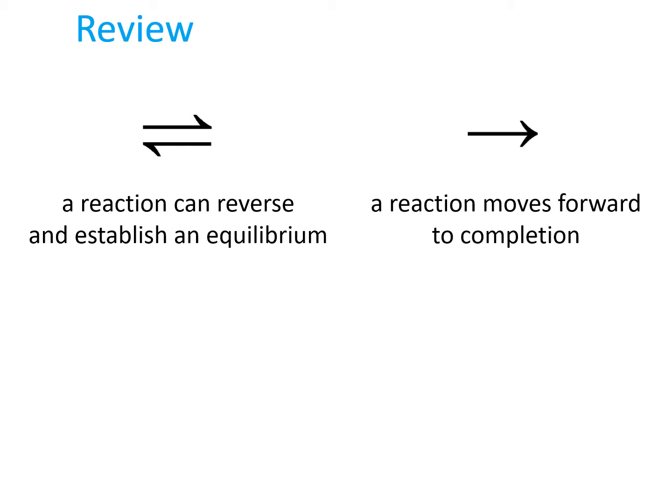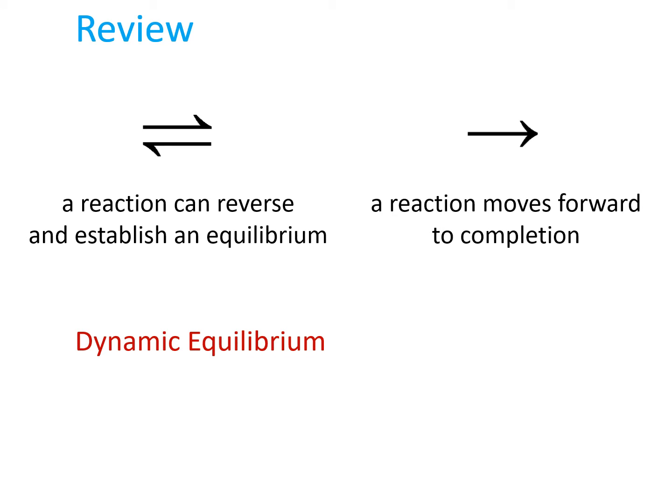The difference between these two equations is that when we have a reaction that can establish equilibrium, we're always going to have some reactant in addition to product in our container. Whereas if we have a reaction that moves to completion, we'll have nothing left but product at the end of the reaction. So that's a little bit about that.